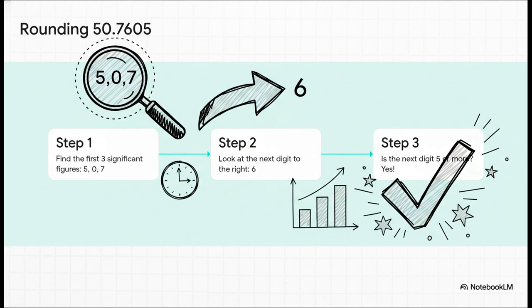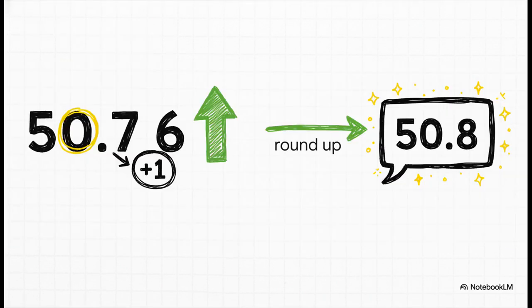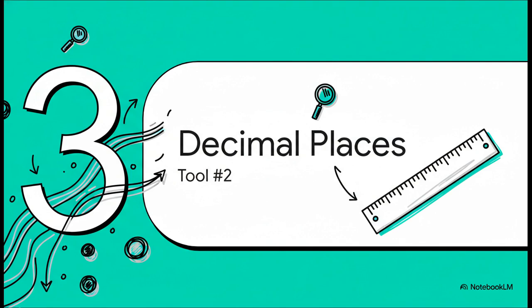Now, we just peek at the very next digit, which is a 6. So is 6 5 or more? Absolutely. And because that next digit was a 6, we've got to round up. So we add 1 to our last significant figure, which was the 7, and that turns it into an 8. And boom, there's our final, much tidier answer, 50.8. Fantastic. That was our first tool.